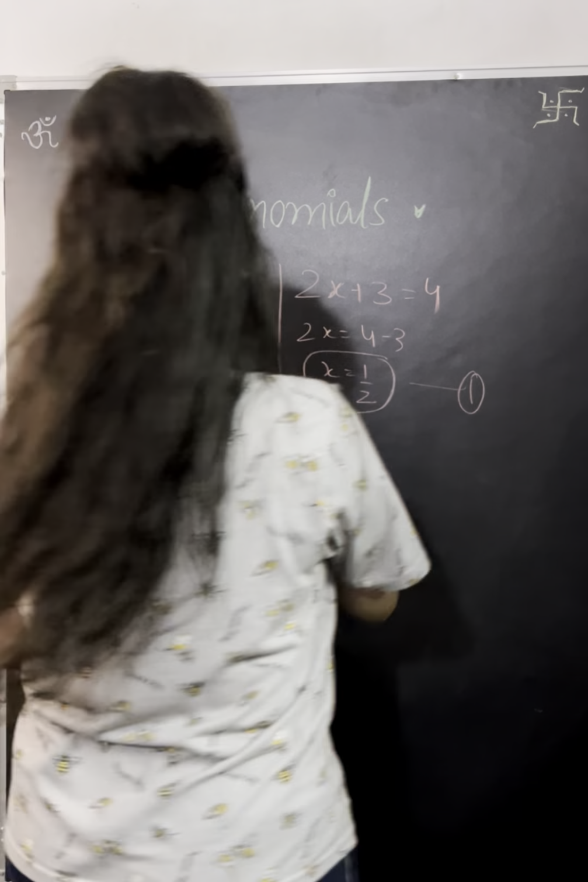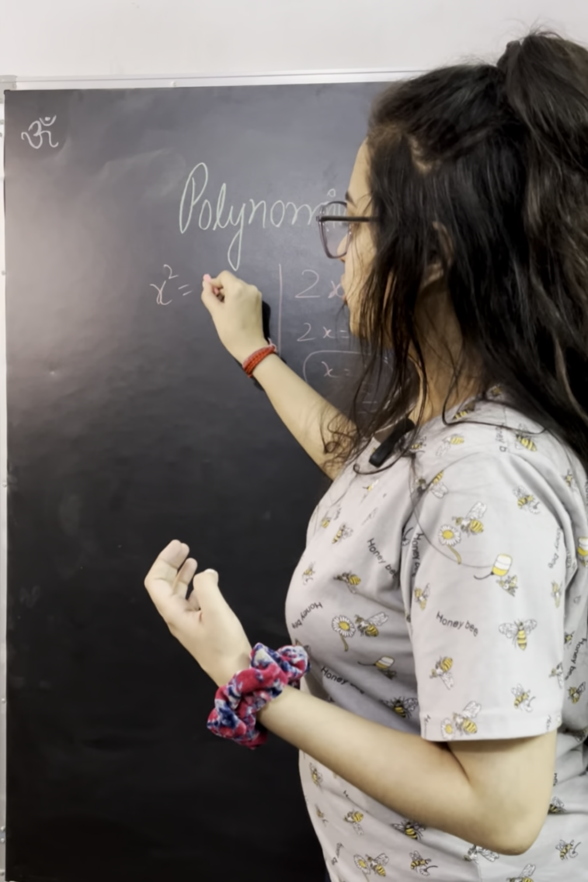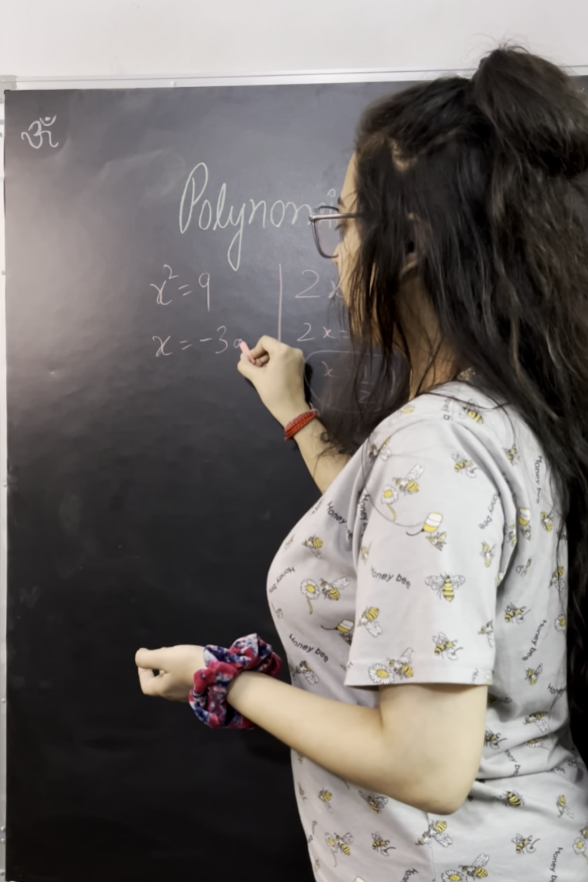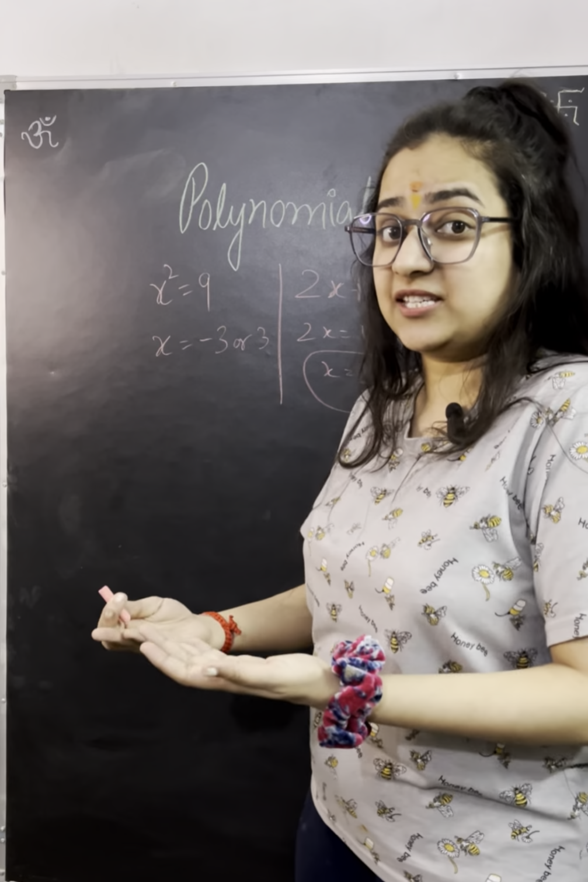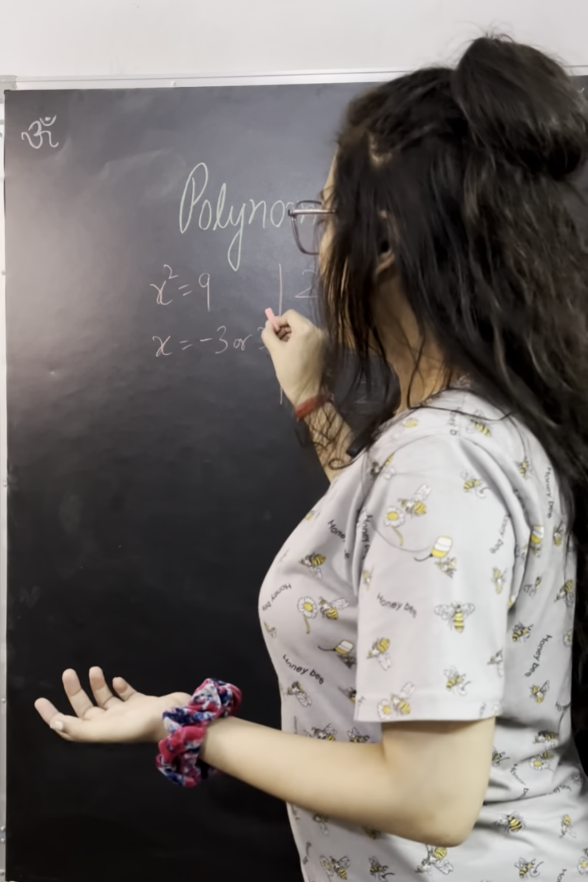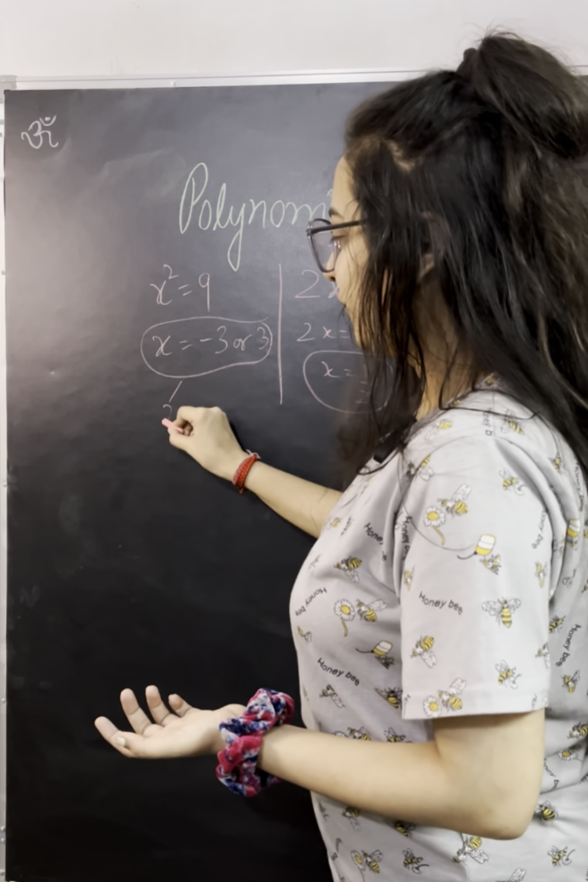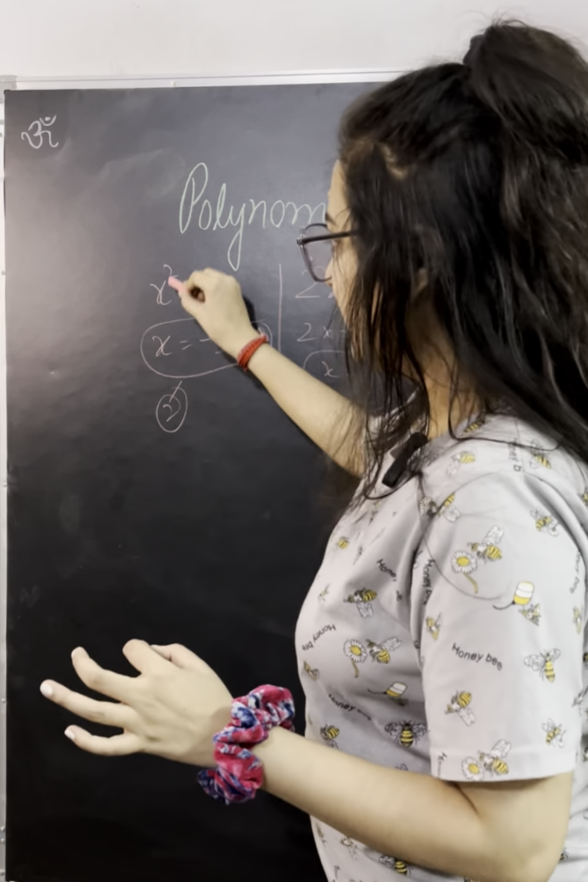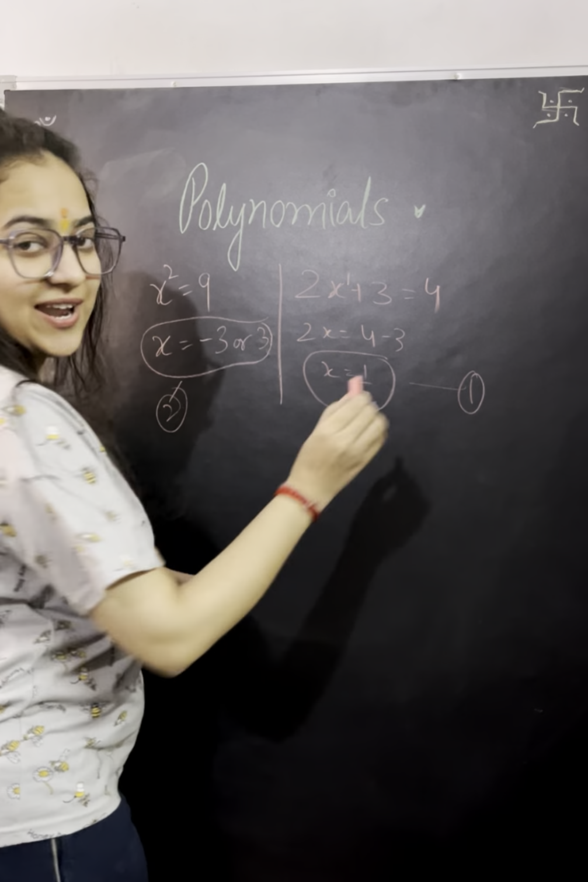We just did x square is equals to 9. How many answers did we get? x could be -3 or x could be 3. How many answers? Not asking what answers. How many? 2. Did you notice something? The degree is 2, I'm getting 2 answers. The degree is 1, I'm getting 1 answer.